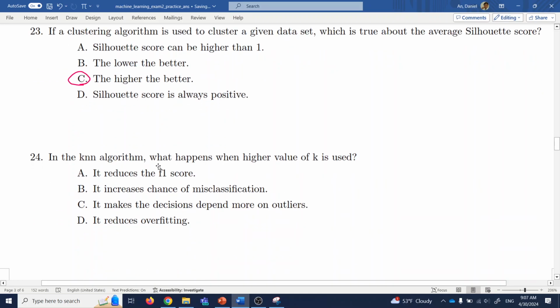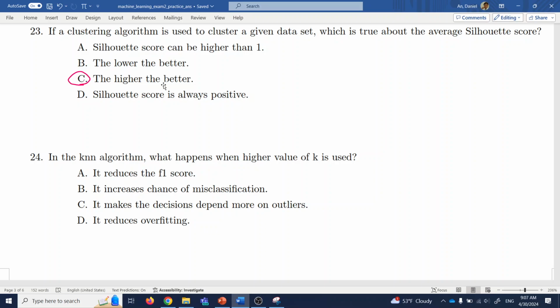In the k-nearest algorithm, what happens when higher value of k is used? Now, sorry to jump from topic to topic. The previous one was clustering algorithm. What clustering algorithms are there? K-means. K-means and? PCA. No, PCA is one of the unsupervised ones, but it's not a clustering algorithm. It's DBSCAN. DBSCAN is the other one that we learned.